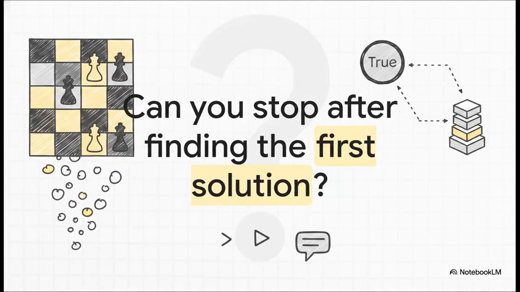To wrap up this explainer, I want to leave you with a coding challenge. Based on everything we just learned about how this algorithm explores the search space, how would you tweak our Python code so that instead of finding all 92 solutions for an 8x8 board, it immediately halts and returns upon finding the very first one? Think about how you could bubble a true flag all the way up that recursive call stack. Drop your ideas and solutions in the comments below.